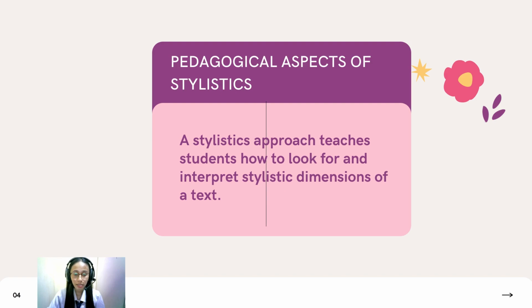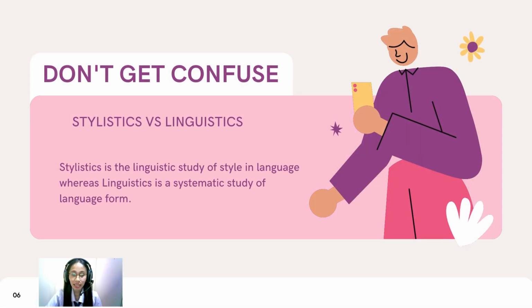In the pedagogical aspect of stylistics, a stylistic approach teaches students how to look for and interpret stylistic dimensions of a text. Meaning, it aims to account for how texts project meaning, how readers construct meaning, and why readers respond to text in the way that they do. Don't get confused. Stylistics and linguistics are two approaches that are related but different in use, because stylistics is the linguistic study of style in language, whereas linguistics is a systematic study of language form.